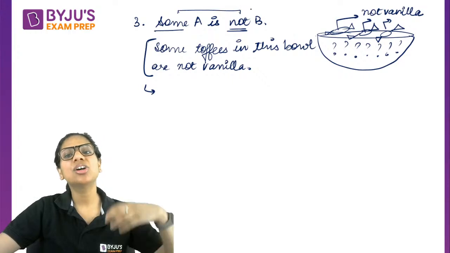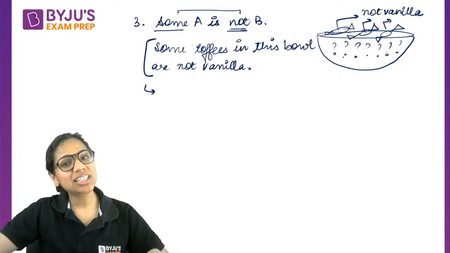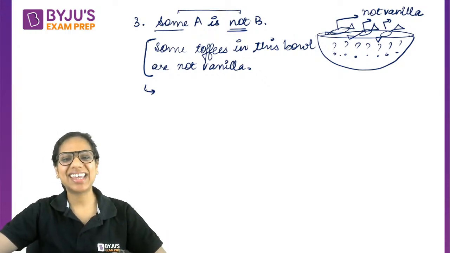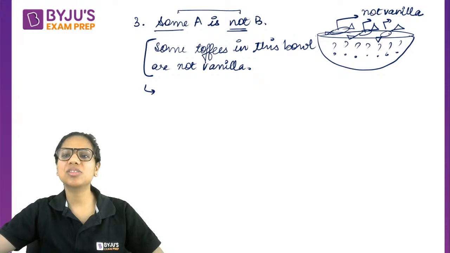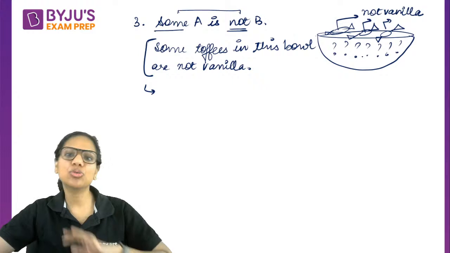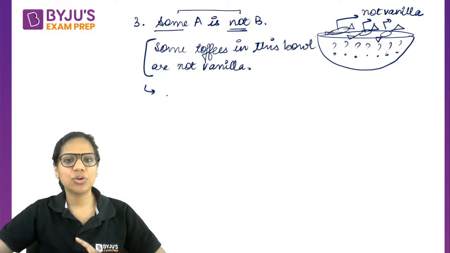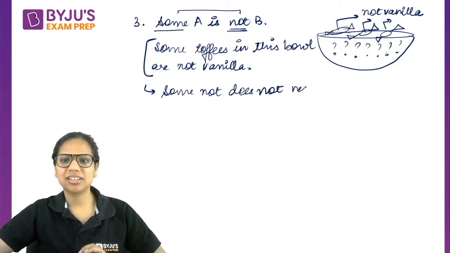Some trees are green, हो भी सकता है true, नहीं भी हो सकता. बची हुई टॉफीज हो भी सकते हैं vanilla, नहीं भी हो सकते. Right? So, when I say some toffees in this bowl are not vanilla, that does not automatically imply that some are going to be definitely vanilla. Okay? So, some not does not necessarily imply some.